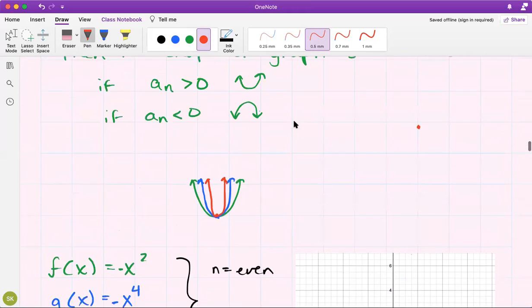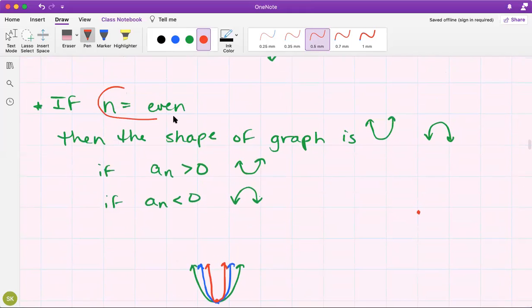And that's what I wrote here. So if n is even, then the shape of the graph is a parabola. And if the leading coefficient is greater than 0, so you have a positive, you're going to be pointing upwards. And if the leading coefficient is less than 0, you're going to be pointing downwards.